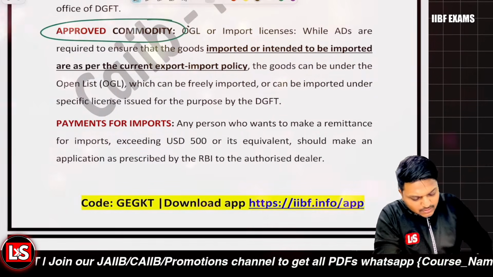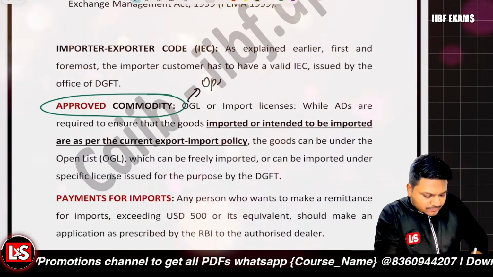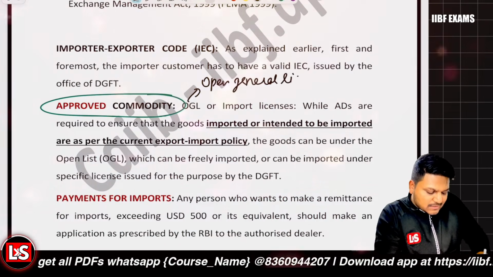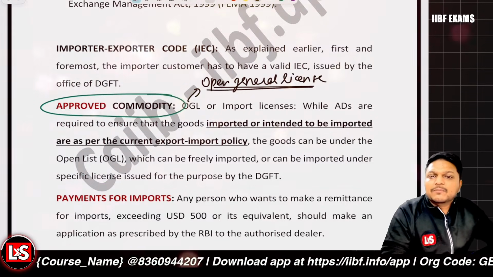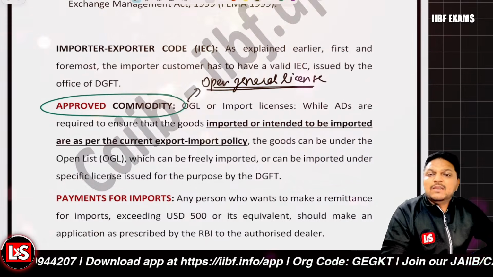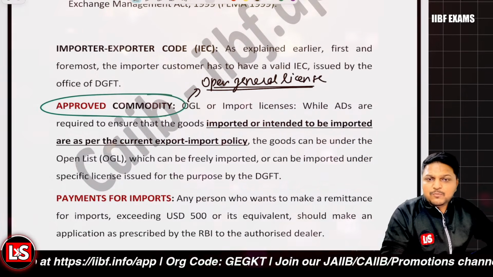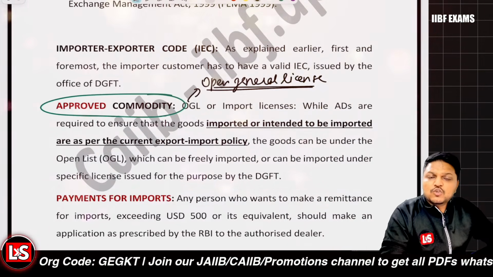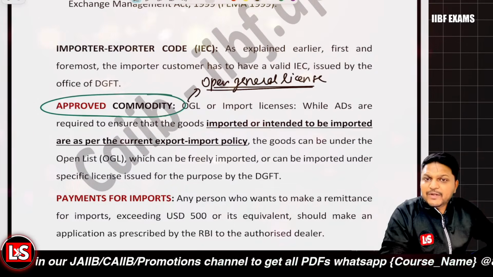Let me write over here. So OGL is related to the open general license. Clear? It's a required thing that either the import should be under OGL or you should have the import license for the same. And further, the license will be issued by whom? It will be issued by the DGFT as per the FTP, foreign trade policy.